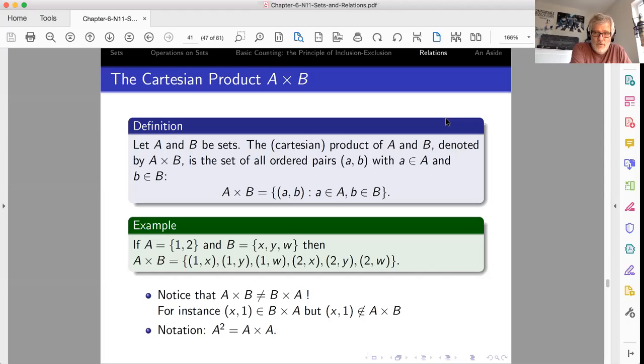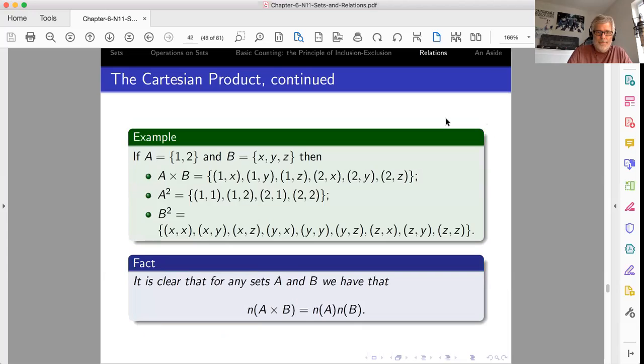Okay. So notice, and this is important, that A times B and B times A are not the same. They contain different pairs, okay? So for example, if you look at the pair X1, it's in the set B times A, but it's not in A times B, right? Because you can't flip the pairs. If you see A squared like that, and A is a set, that means A times A, okay? It's the set.